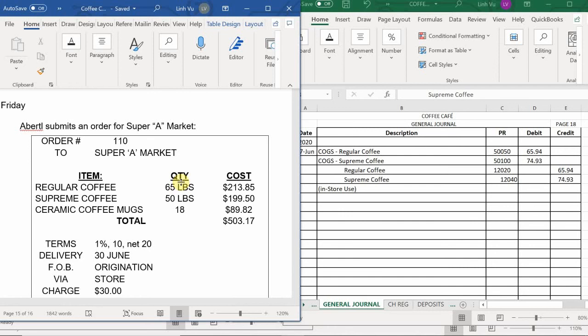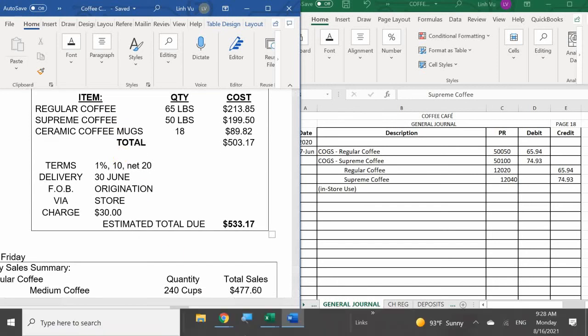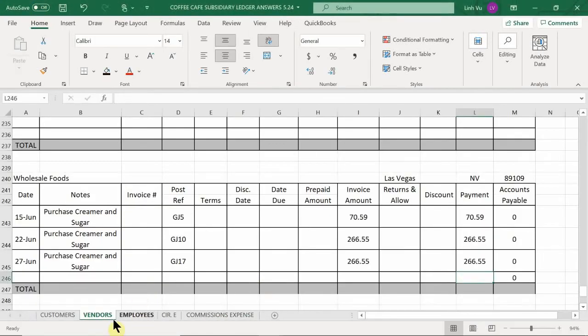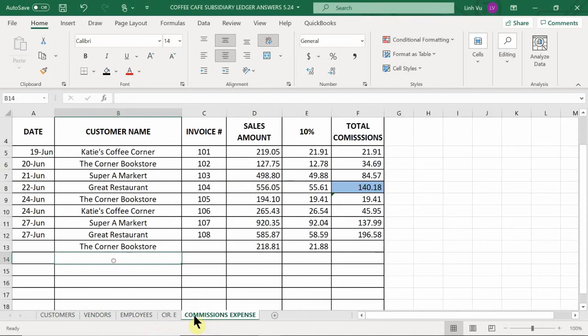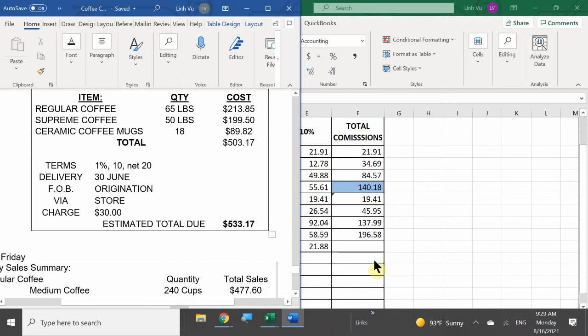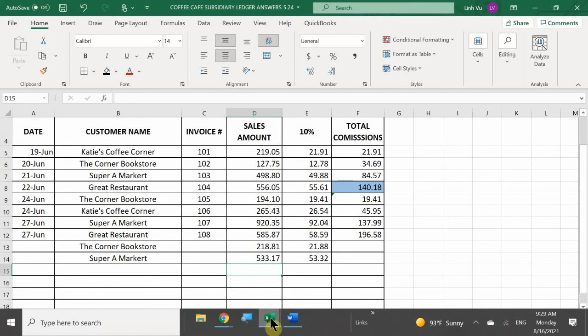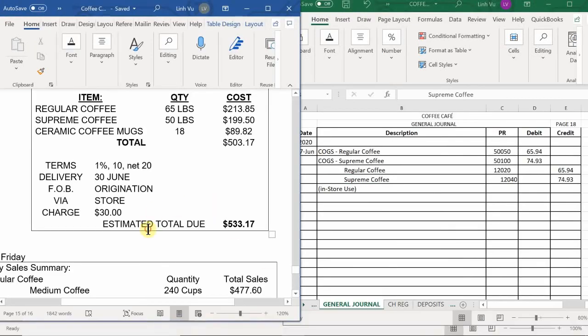Right, straightforward, right? We're just going to take a look at the details here. This is a sales order for the total amount of $533.17. So all we have to do here is put it in the commissions for Super A Market, for the total amount of 533.17. All right, so let's see what is next.